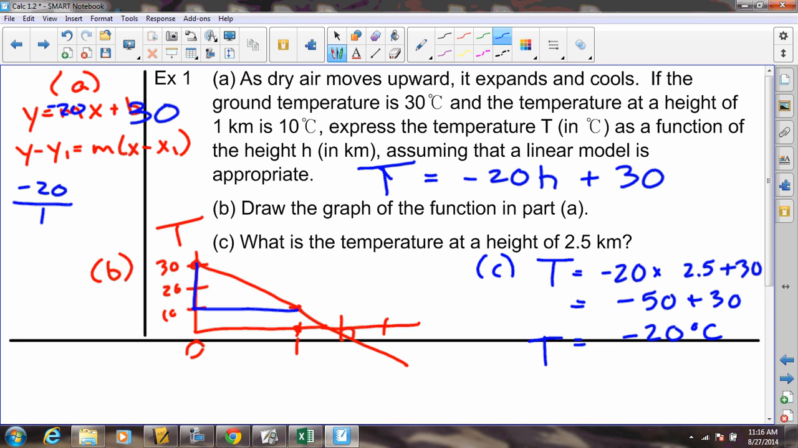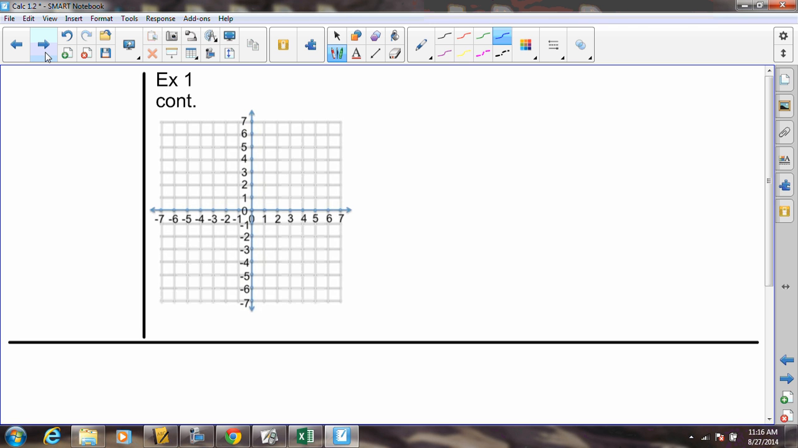Putting it into perspective, you guys know how high 2.5 kilometers is? 1.6 kilometers is a mile. So this is an elevation of about 1.5 miles. There are lots of places in the world that have that elevation. This is just saying, assuming a linear model is appropriate. What if a linear model is not appropriate? We'll actually address that coming up in a future problem. So, I had this part set up there so that we could sketch the graph. But this wasn't appropriate, so that's why I skipped it.